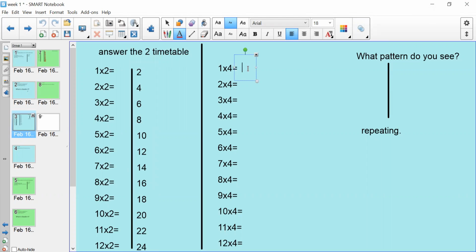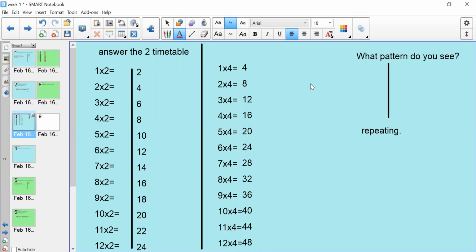So we've got 1 times 4 is 4, 2 times 4 is 8, 3 times 4 is 12, 4 times 4 is 16, 5 times 4 is 20, 6 times 4 is 24, 7 times 4 is 28, 8 times 4 is 32, 9 times 4 is 36, 10 times 4 is 40, 11 times 4 is 44, and 12 times 4 is 48.